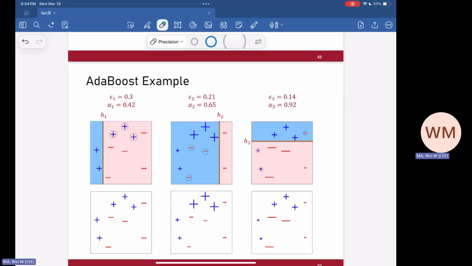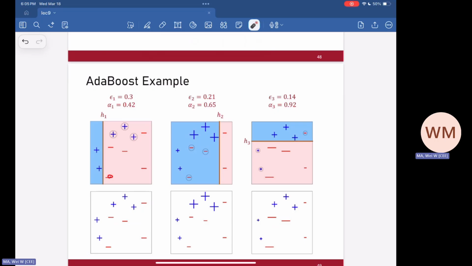Boosting and bagging are completely different, right? Bagging is basically you train a lot of methods in parallel, but this one is one by one. You train the first one, you get some hint. Then you train the second one, you get some hint. You train the third one. You keep training.